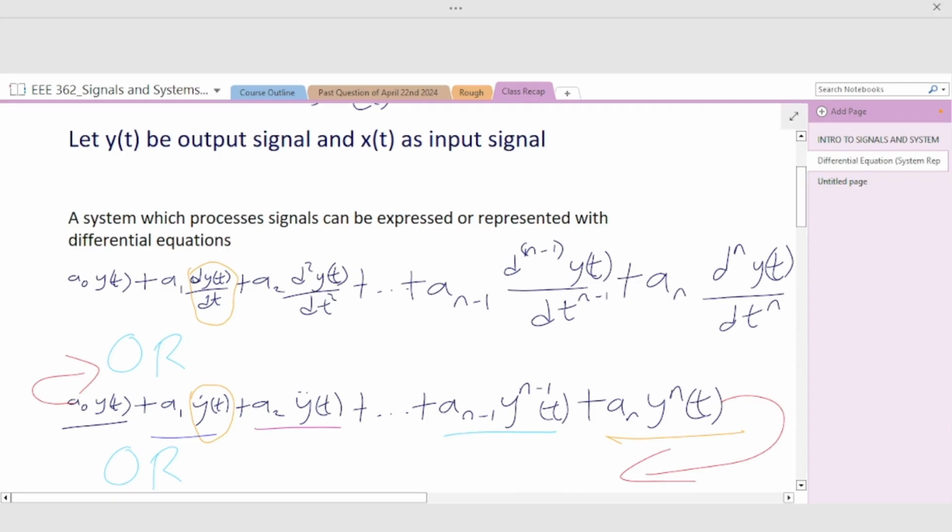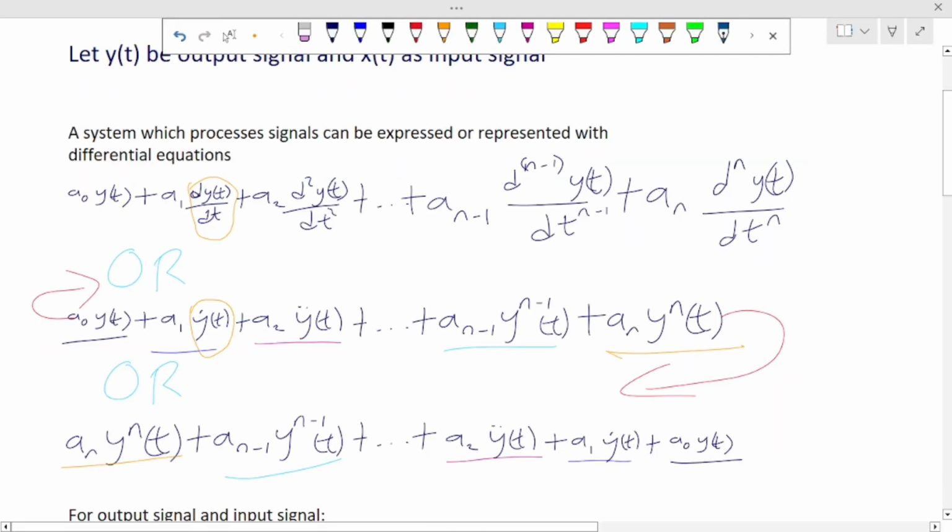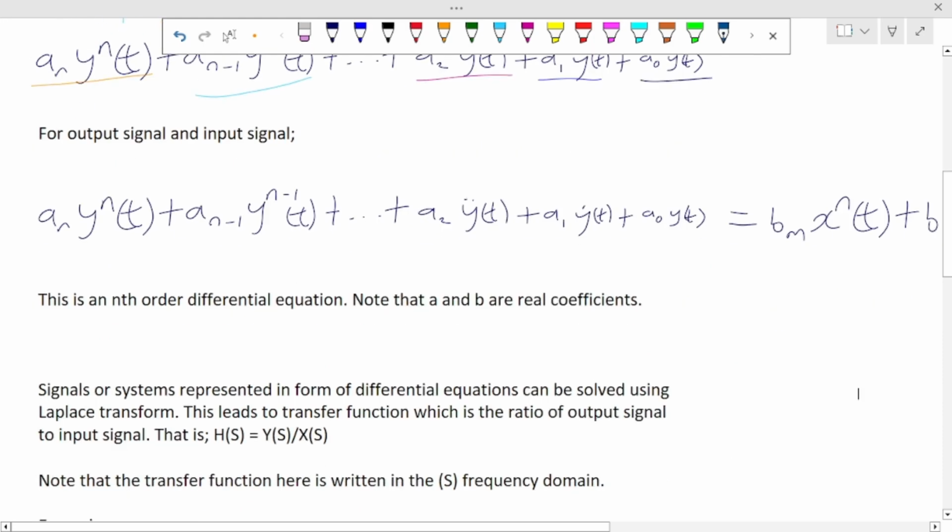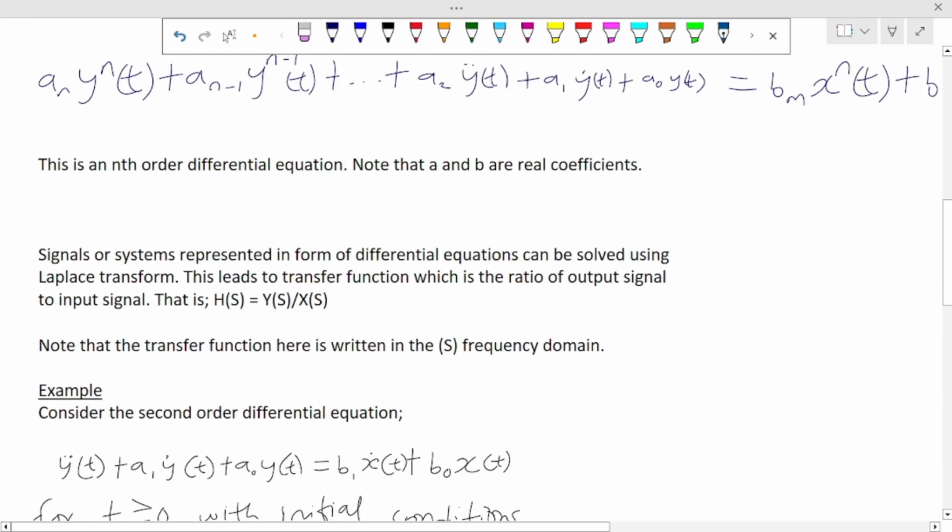So in this video, we are going to work an example from what we talked about in the previous video. We are going to consider a differential equation.